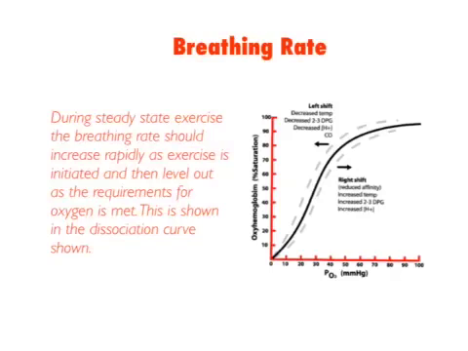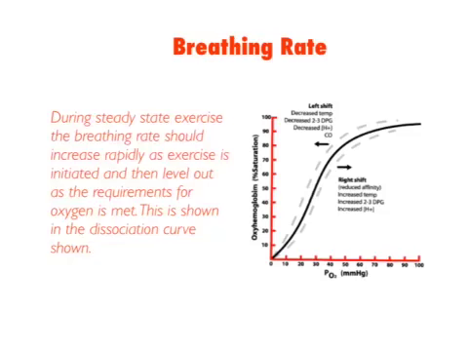During steady-state exercise, the breathing rate should increase rapidly as exercise is initiated and then level out as the requirement for oxygen is met. Oxygen uptake is the amount of oxygen which is breathed in from the atmosphere during every breath. The usual readings of breathing rate are shown in a dissociation curve shown on the right. What does this diagram show?